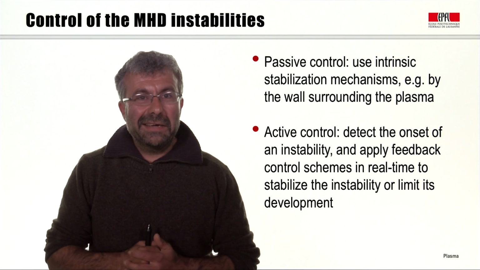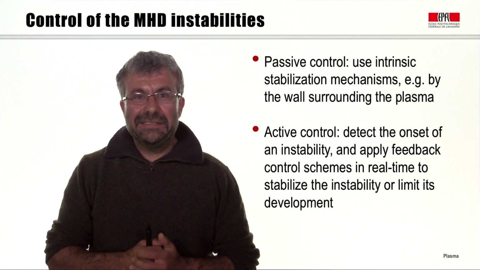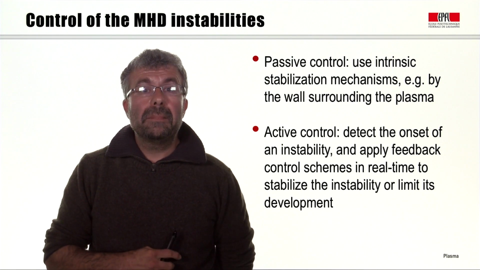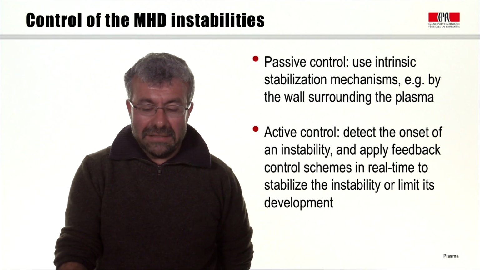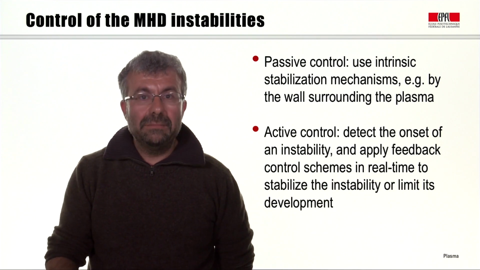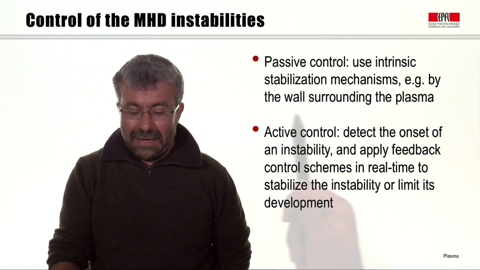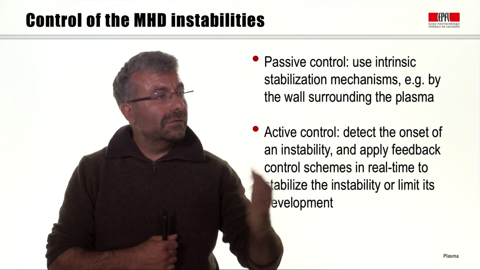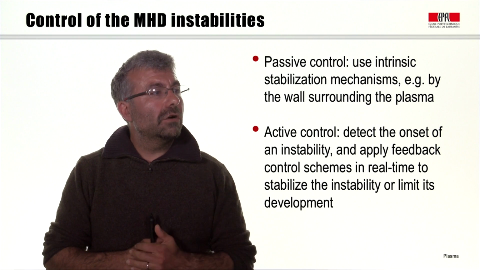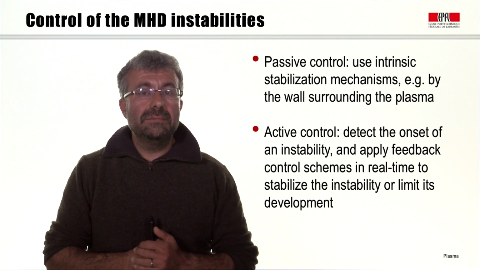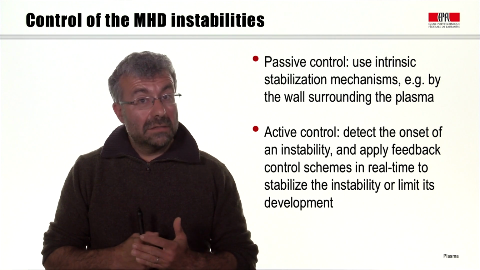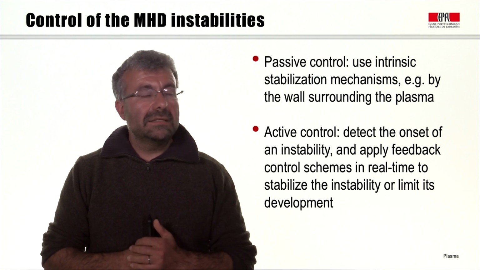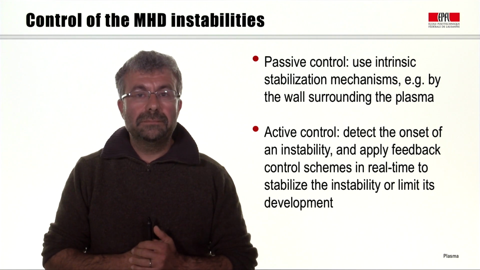Now, we've seen that the plasma in an MHD equilibrium can in general be subject to many instabilities. How can we control these instabilities? We have two methods. The first method is a passive control system. We use intrinsic stabilization mechanisms, as we have seen in the case of a wall surrounding the plasma. The second method is an active control system. We detect the onset of an instability and apply feedback control schemes in real time that act on plasma parameters, and with this feedback control scheme we can try to stabilize the instability or limit its development.